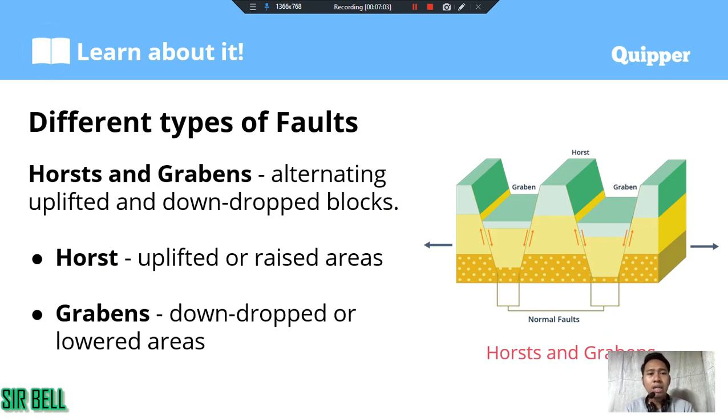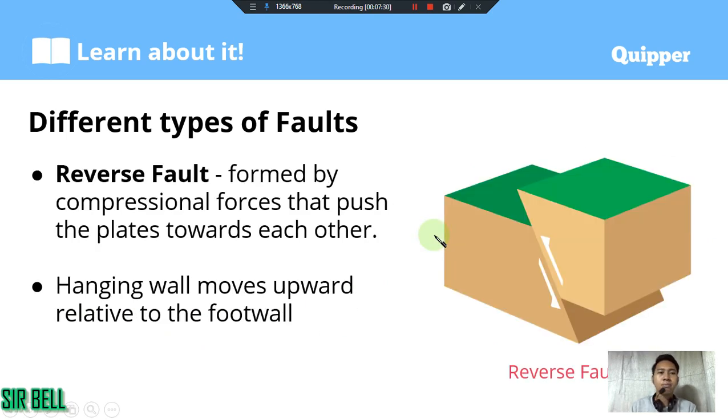Then another type of dip slip is the horsts and grabens. This is alternating flipped and down-dropped blocks. So if you can see on the picture, no, it shows how there is a flip and down drop of blocks. And we have horsts and grabens for that. Horst is the uplifted portion, and then the grabens are the down-dropped or the lowered portion. So that's it.